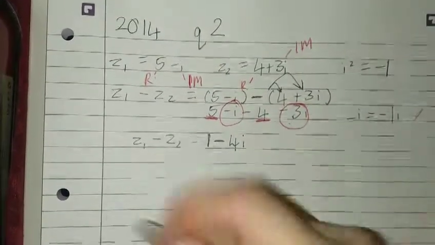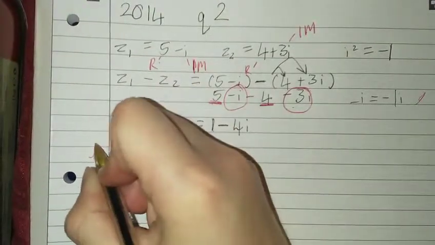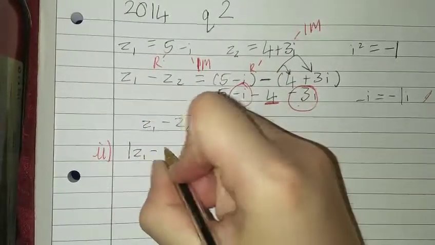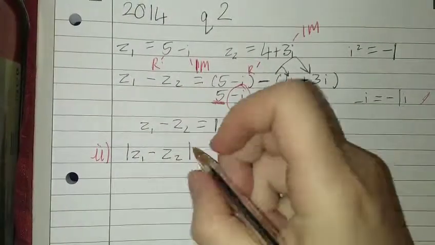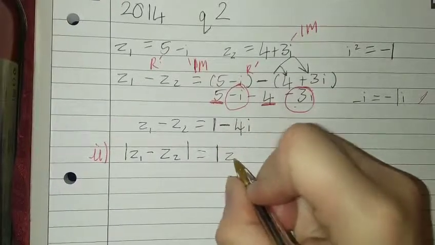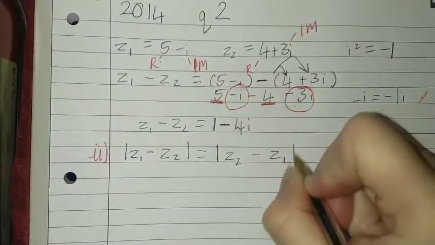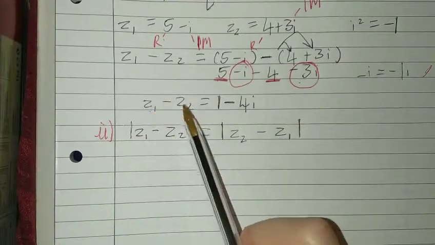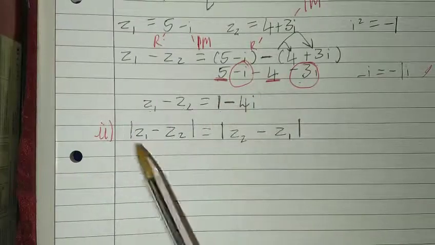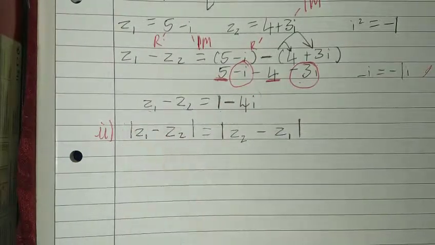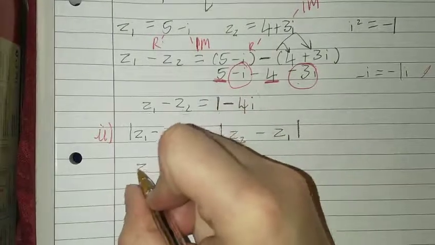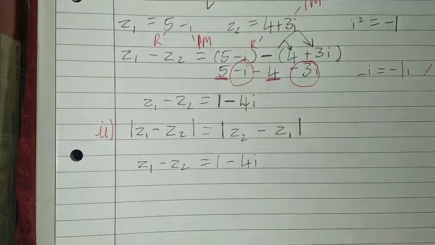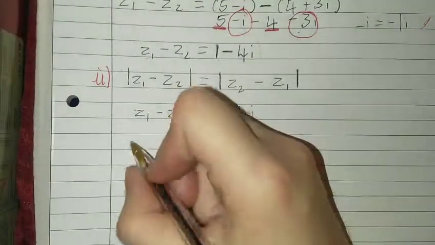And then I'm asked to verify that the absolute value, so that means the modulus, of z1 minus z2 is equal to the absolute value of z2 minus z1. So firstly, I'm already after getting z1 minus z2, which is this. So I have to do what's inside the modulus lines first, and then I get the modulus of that. So z1 minus z2 is 1 minus 4i.